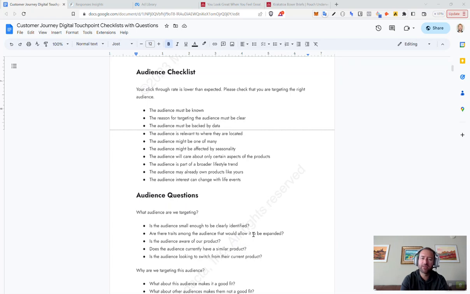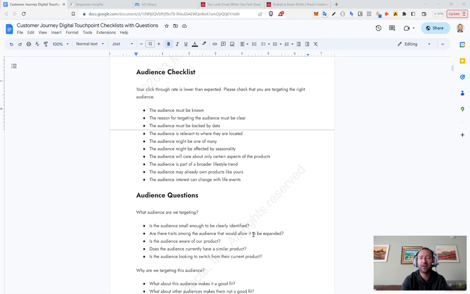So I'm going to start with the checklist, and then we're going to get into questions that go a little bit deeper into how we work through this. So the audience must be known. We need to know who we're talking to. We need to know that that audience exists. We need to know why they exist. We need to know certain parts about them that make them that audience.